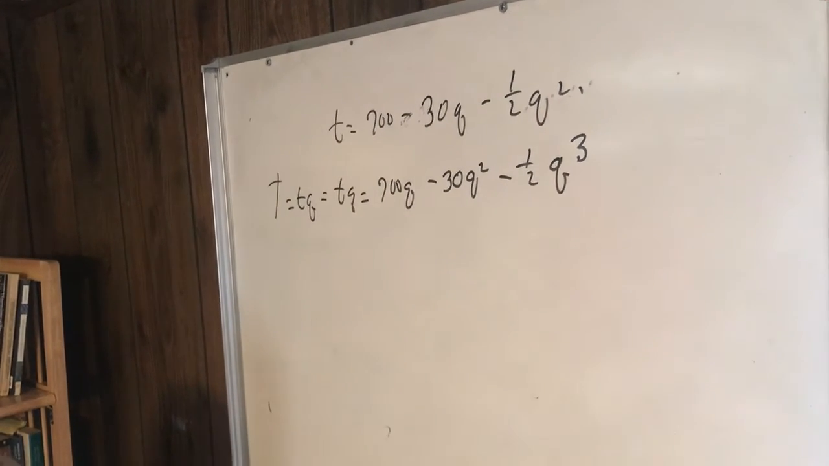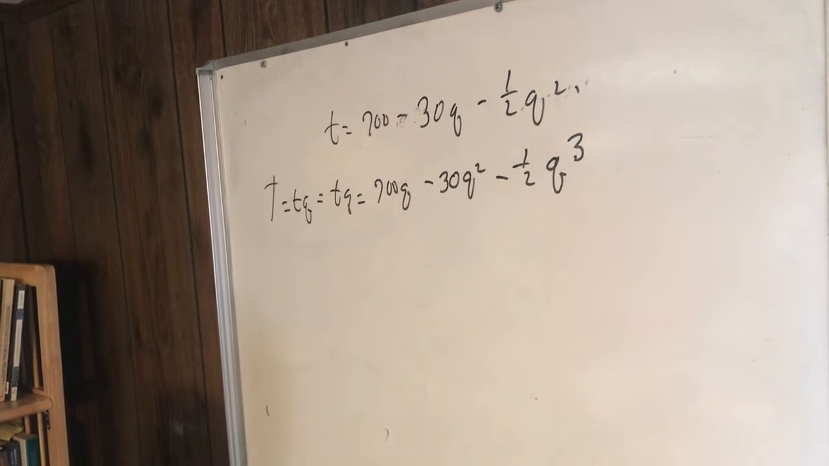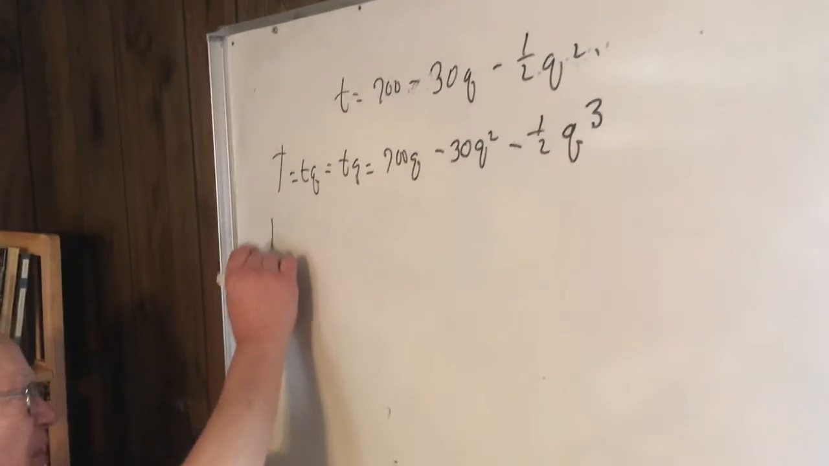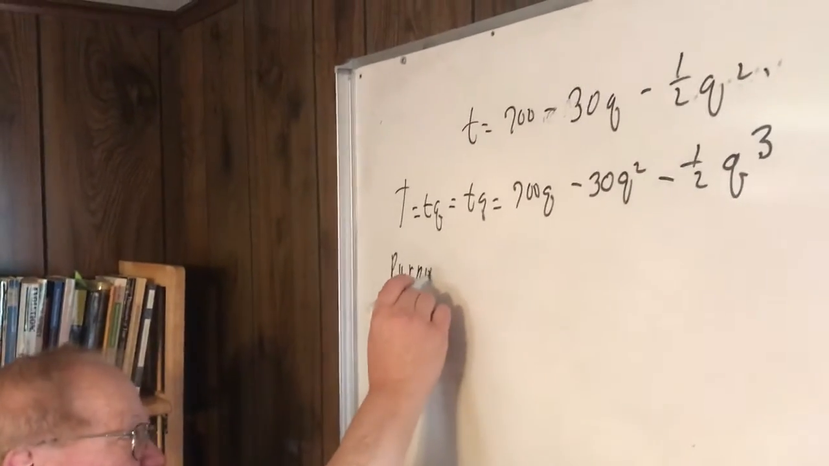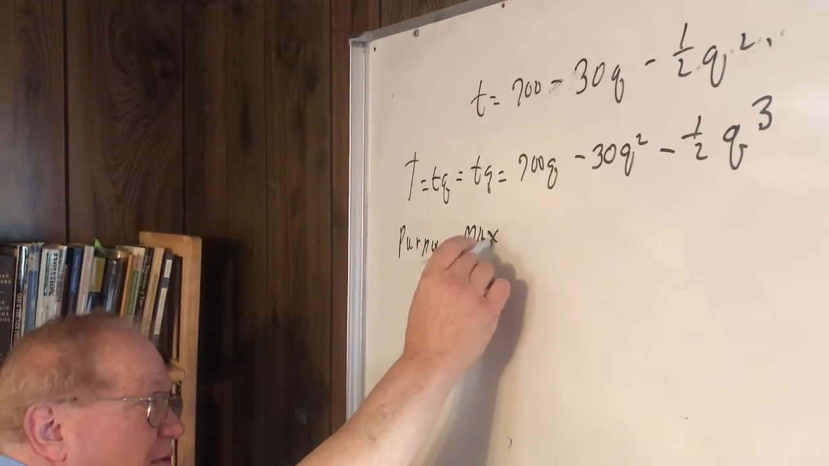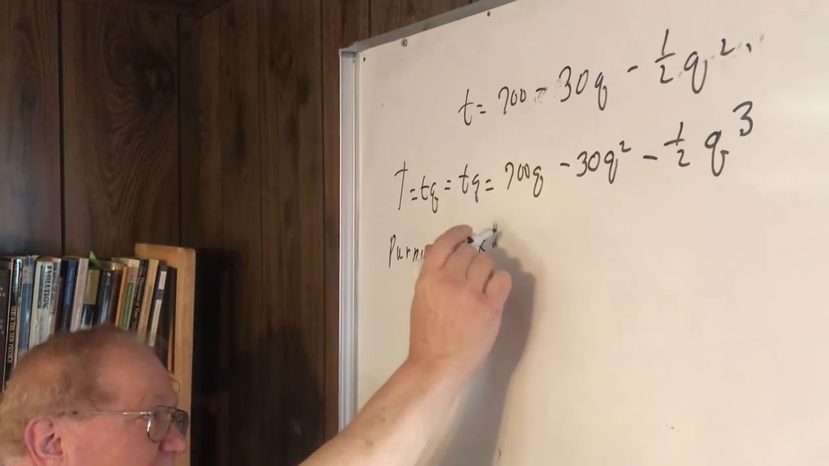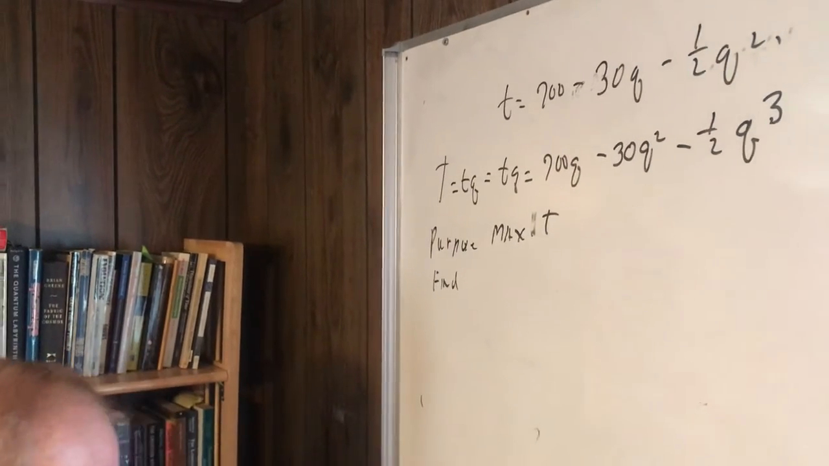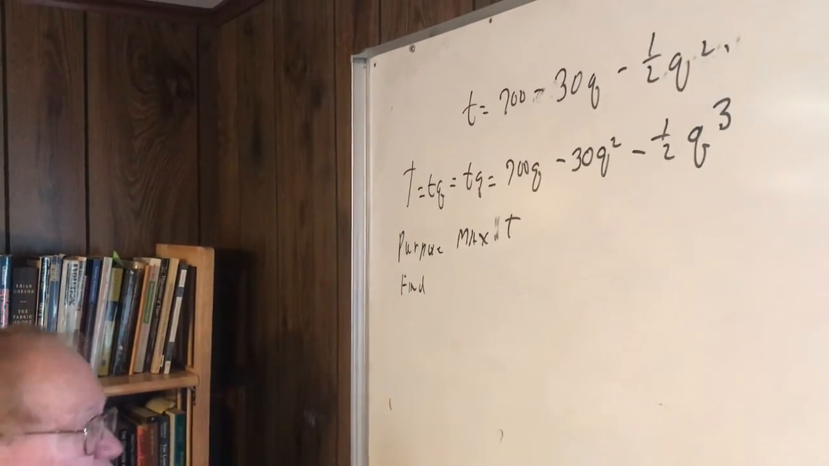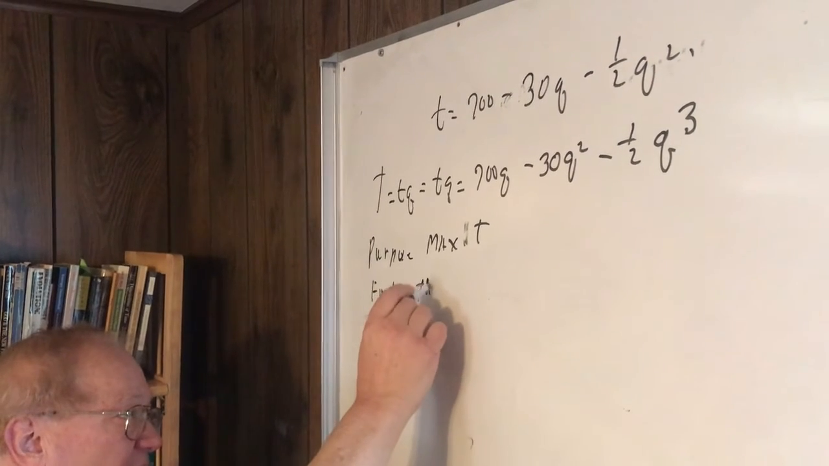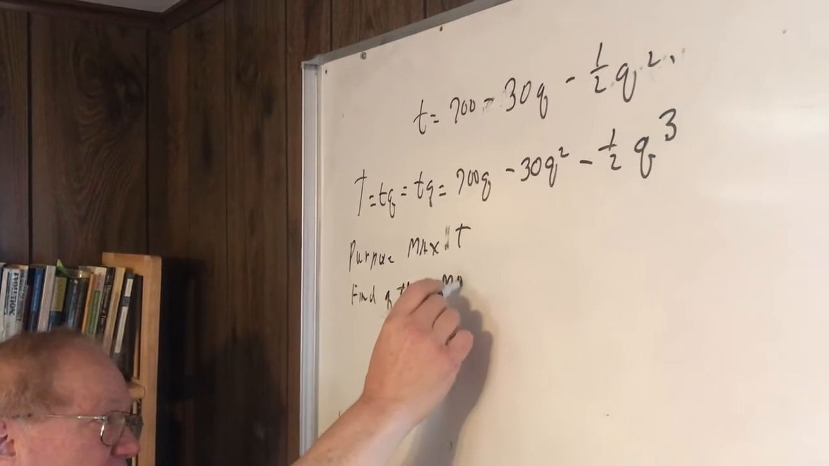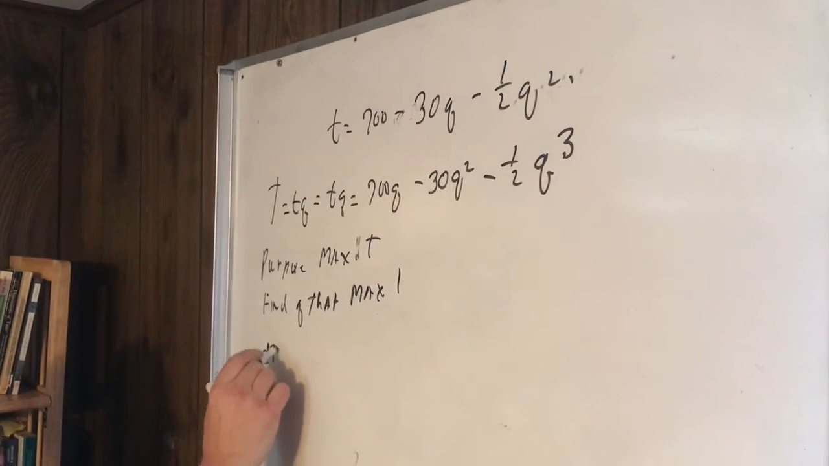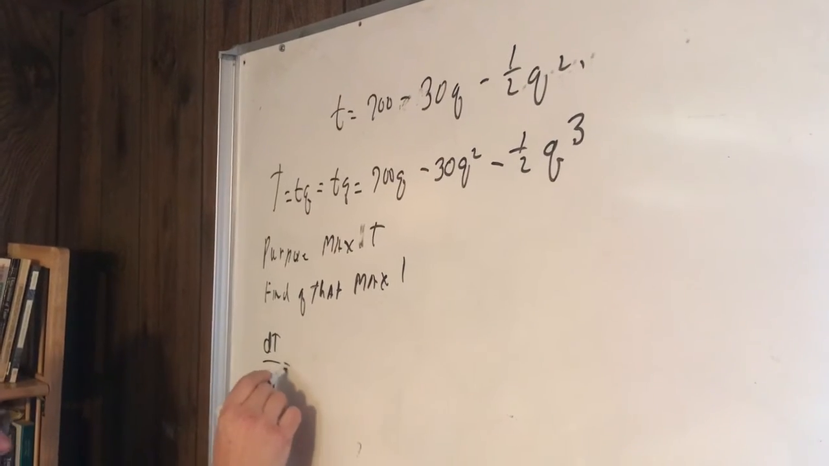Now, what do I want to do here? Well, since I'm the government, I want to maximize my tax. So my purpose is to maximize my tax, T. So I have to find what? Well, I have to find the Q that maximizes T. Well, let me take the derivative of T with respect to Q.